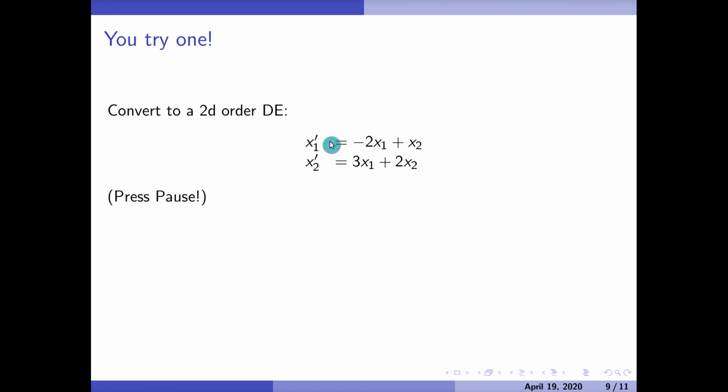Oh gosh, I've got one more here for you. Go ahead and press pause and give this one a try. Okay, did you give it a try? So here's the system of differential equations. We go ahead and solve the first equation for x2. That's x1 prime plus 2x1. Plug it into the second equation and simplify.